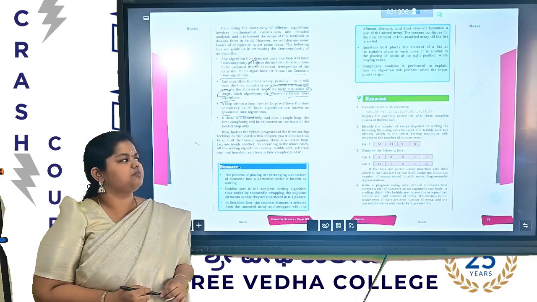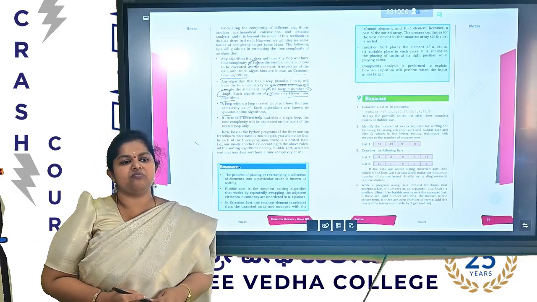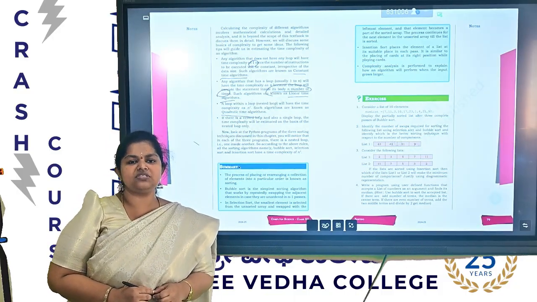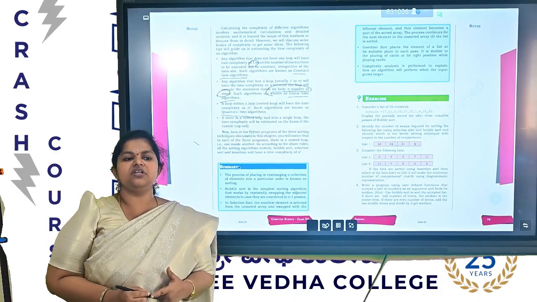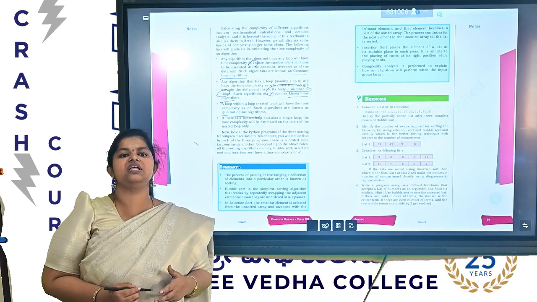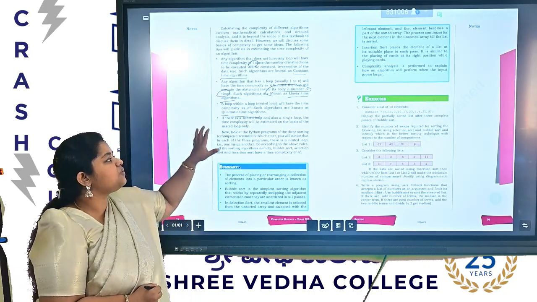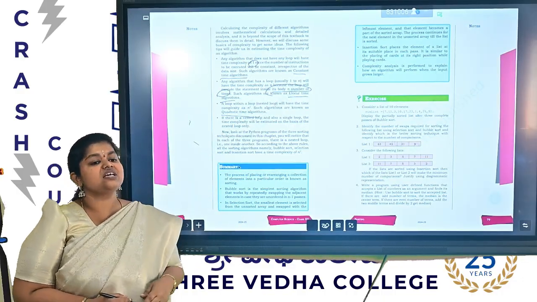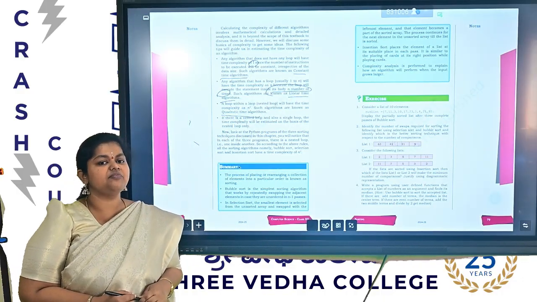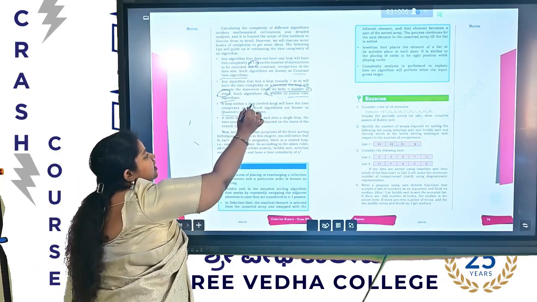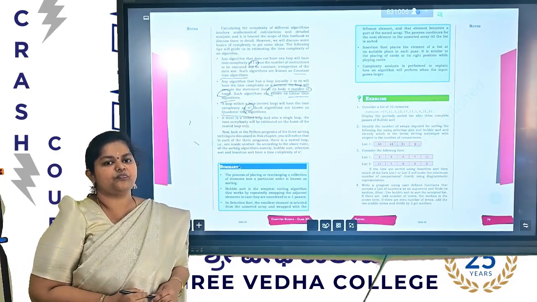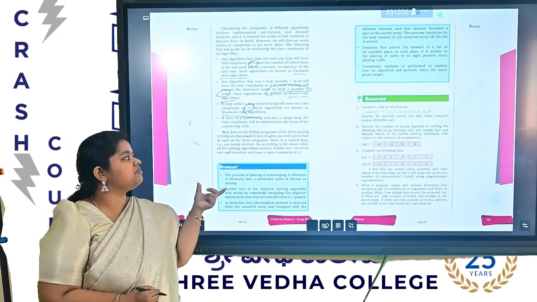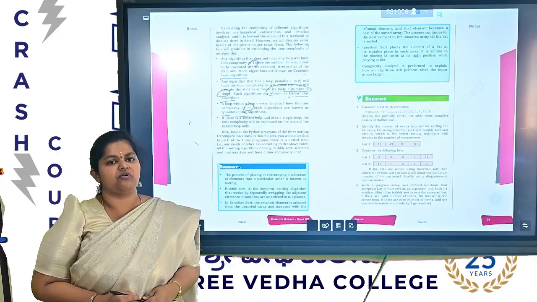Next comes the quadratic time algorithm. This we can call a nested loop. A nested loop is nothing but a loop inside a loop, meaning the code runs two times, one inside the other. This will take more time compared to the constant one. So we call it the quadratic type algorithm, and it is defined as n square. So: constant time algorithm, linear time algorithm, followed by the quadratic time algorithm.